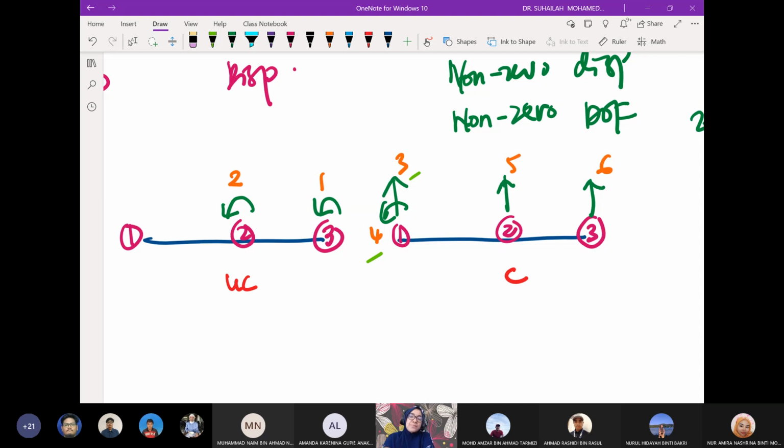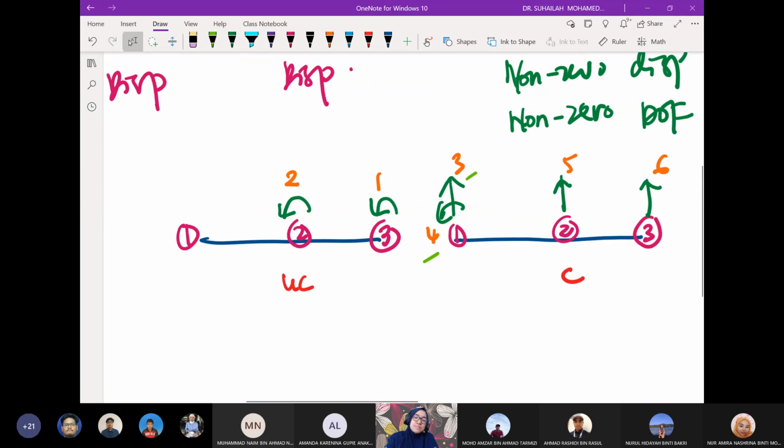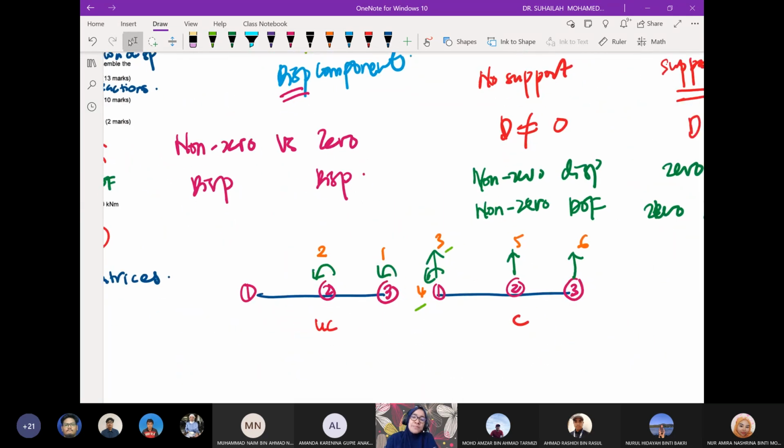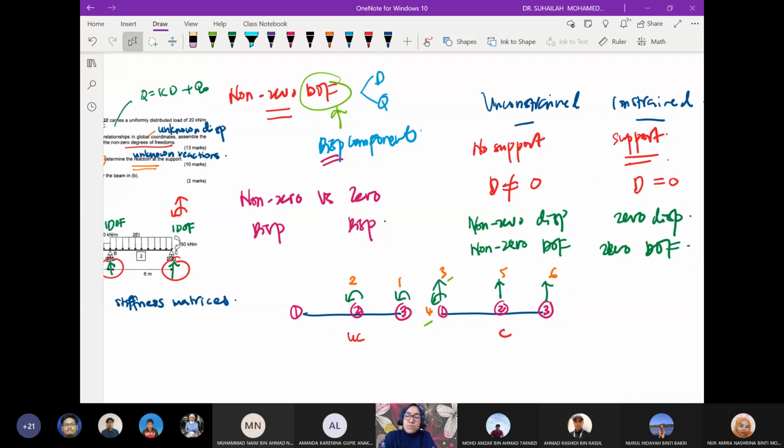Okay, what is the reason? Can you tell me what is the reason we separate these two? If you understood the earlier part, you can answer this. Why do we need to differentiate between these two systems, the constrained system and the unconstrained system? Quick.